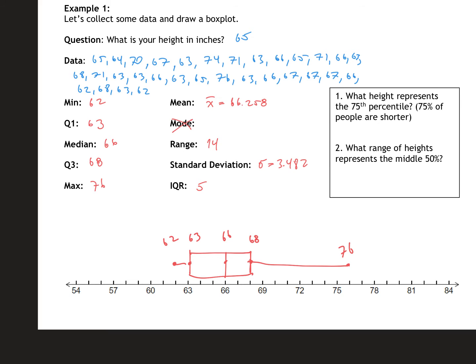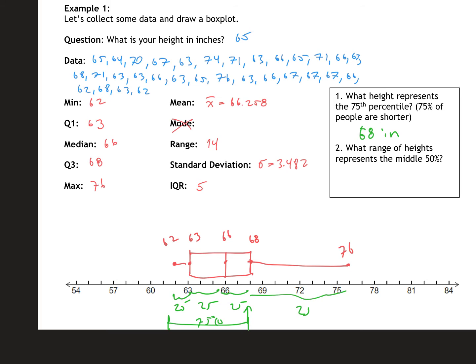So here's what we can do. What height represents the 75th percentile? So 75% of the people are shorter. So remember, this is 25, 25, 25, 25. So this would be 75% is shorter. So you're looking here at your Q3. So that would be 68 inches.